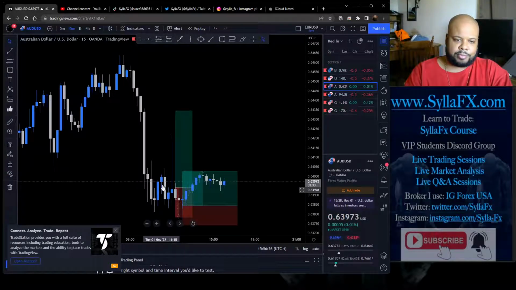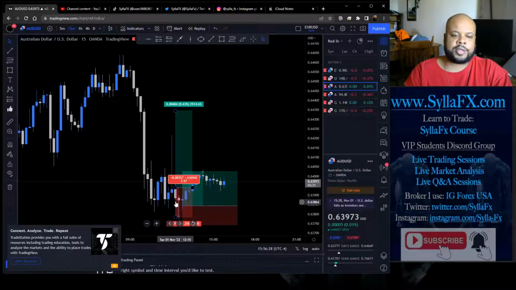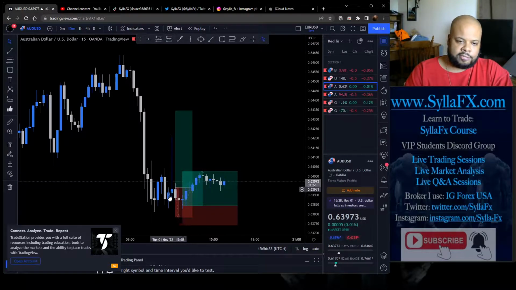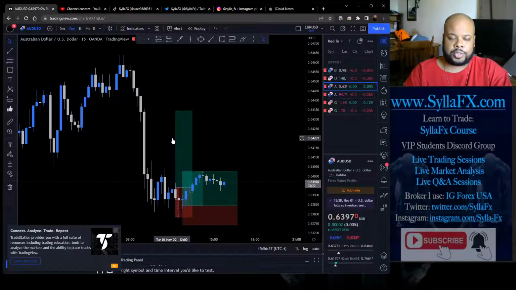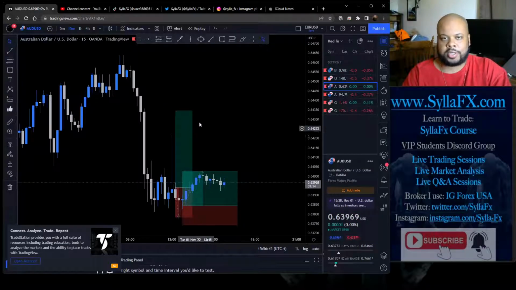After the rejections here, price comes up and comes back into that area. Once I saw it reject again, at the close of this candle, the second blue one with the long rejection wick, on the very next open of the 15 minute candle I took a buy position, because I was confident it was going to ride up.